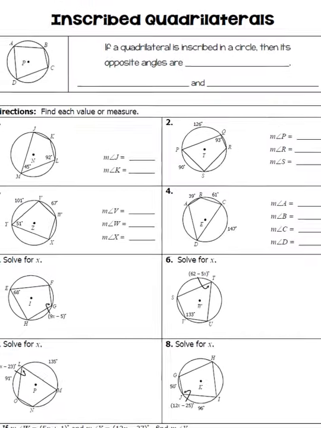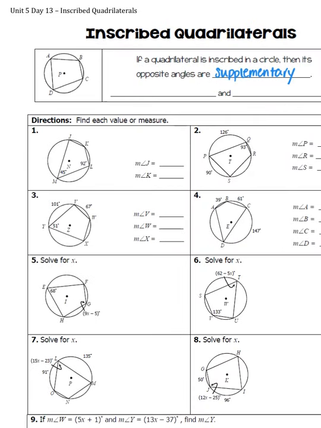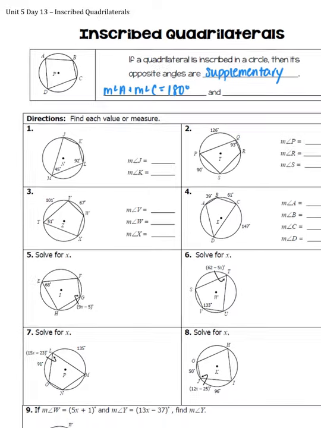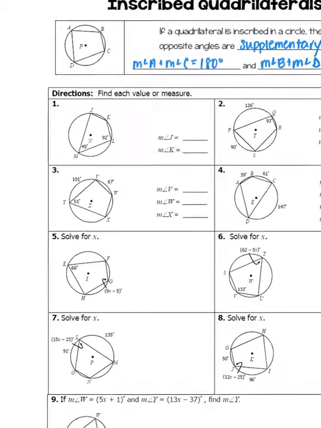If a quadrilateral is inscribed in a circle, then its opposite angles are supplementary, and that's the property that we're going to be using. Okay, so in this case, the opposite angles that would be supplementary would be A and C. So the measure of angle A plus the measure of angle C equals 180 degrees. And then our other opposite pair would be B and D. Measure of angle B plus measure of angle D equals 180 degrees. Okay, so we're just going to work through these examples, and then you guys are going to have an activity to complete afterwards.